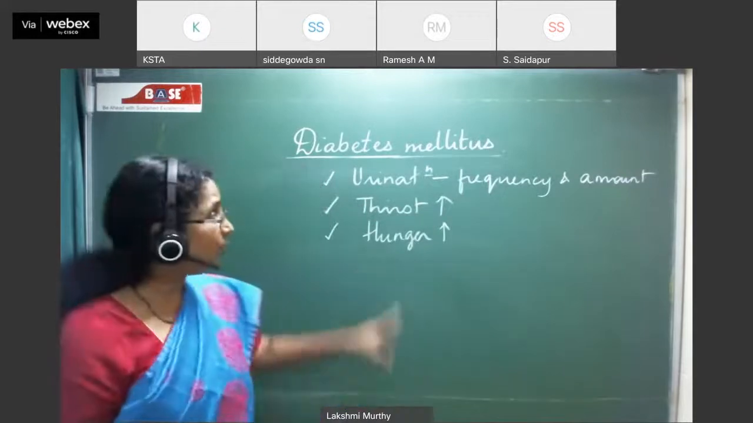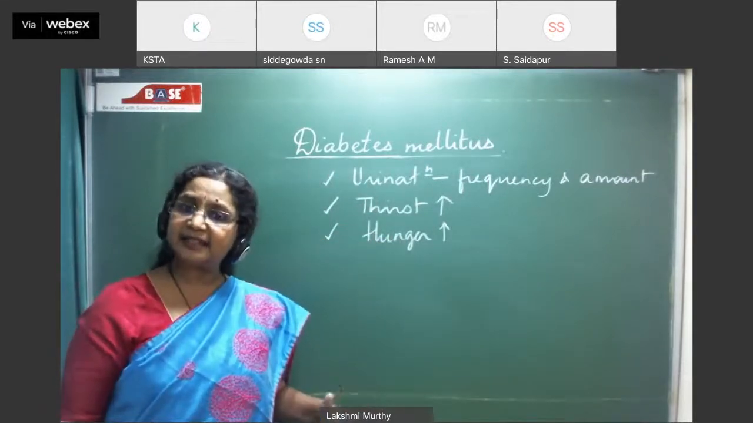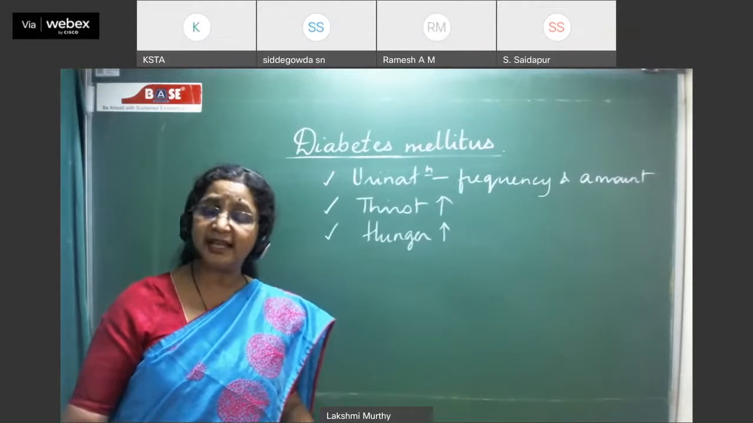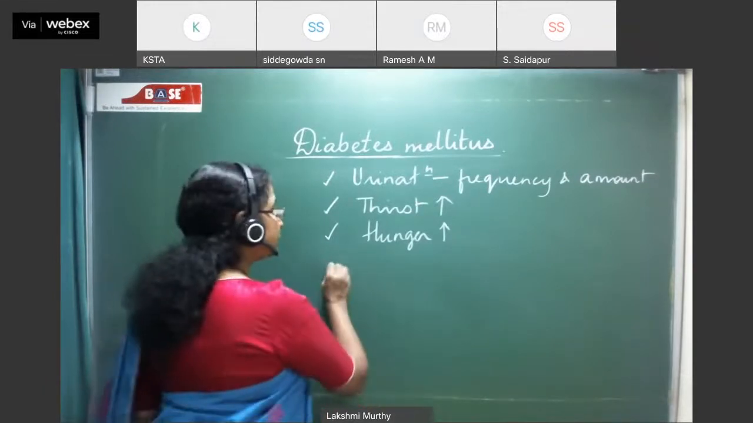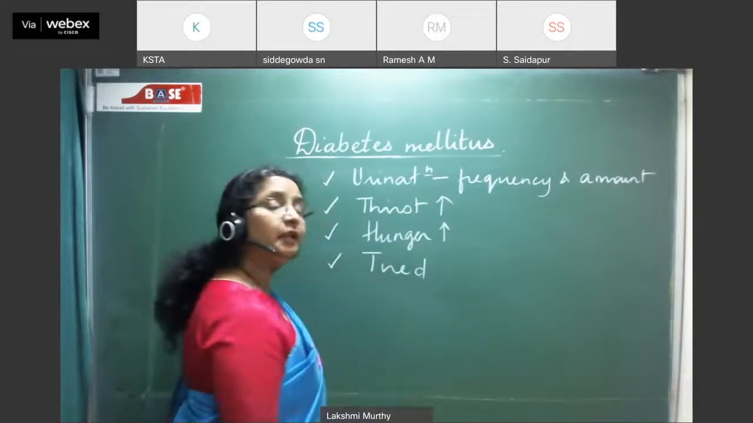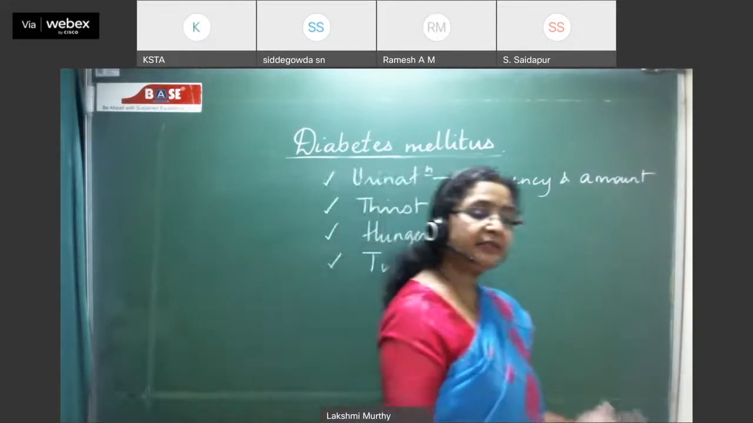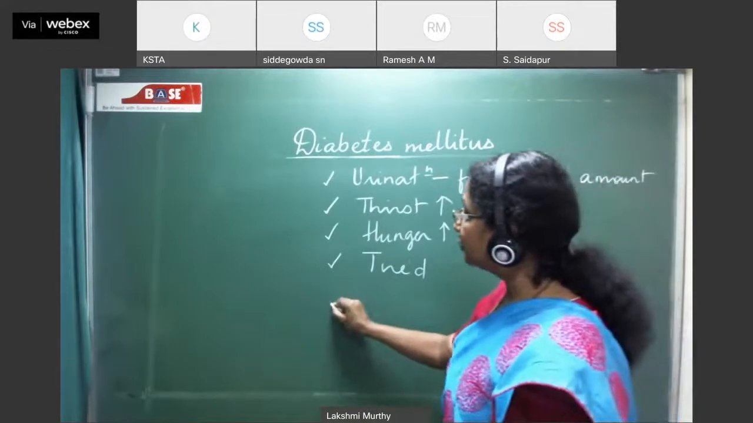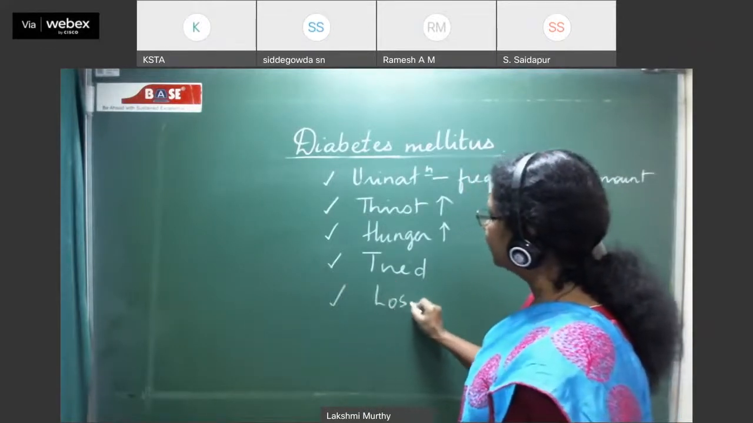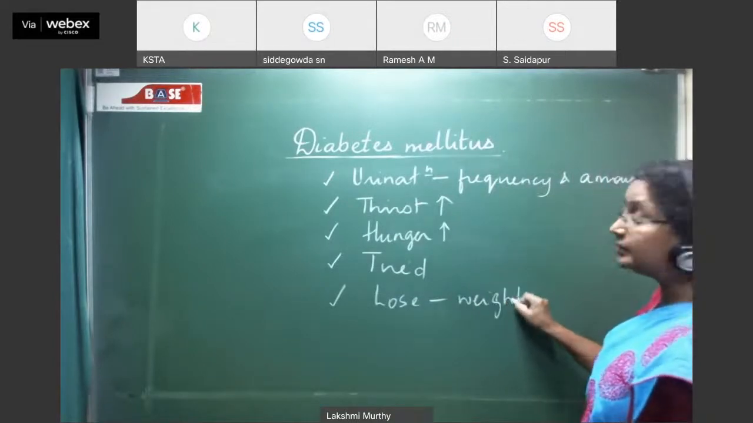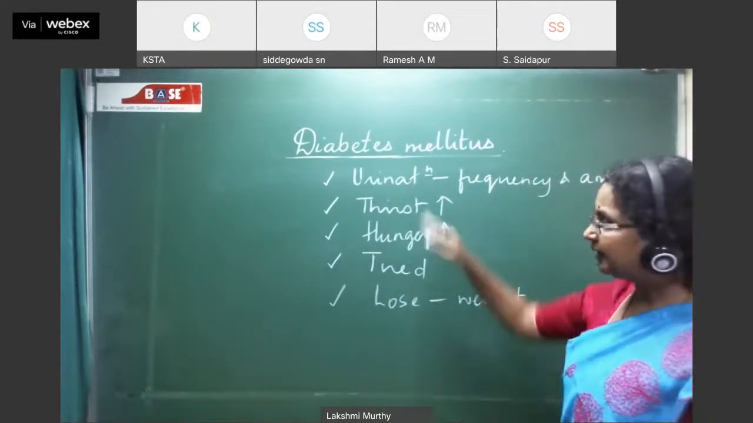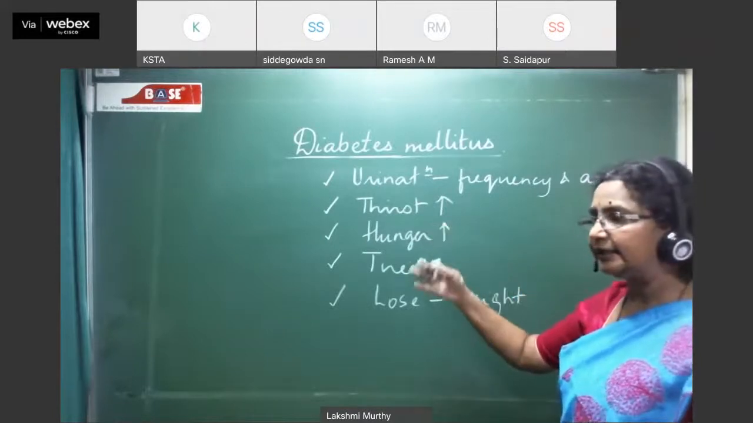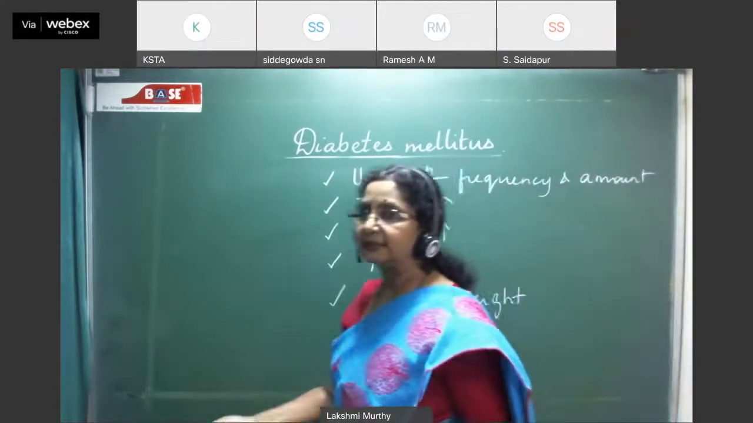Next, when the cells are unable to get glucose, suppose your biceps, your muscle cells, when I don't give enough glucose, definitely they are going to be tired. So the person is going to be feeling very tired. There is a lot of tiredness, and when the cells are unable to get glucose for anabolic activities, etc., there is also a chance that the person may lose a lot of weight. I'm just speaking about some of the symptoms, right? These are some symptoms seen when a person experiences this weight loss. They are eating, but still there is hunger, there is thirst, even after drinking water there is thirst, a lot of urine is being passed, and there is tiredness.